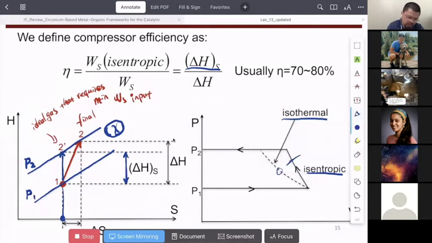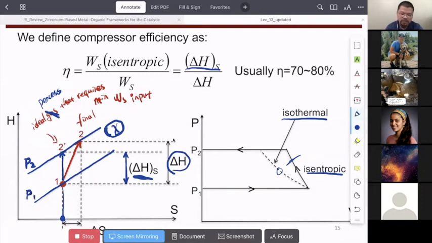Not necessarily ideal gas anymore. This is the ideal process, the enthalpy change, which will correspond to the shaft work input. And in reality, we always require a little bit more work in order to make the change. So the efficiency is defined as the ratio of the two.